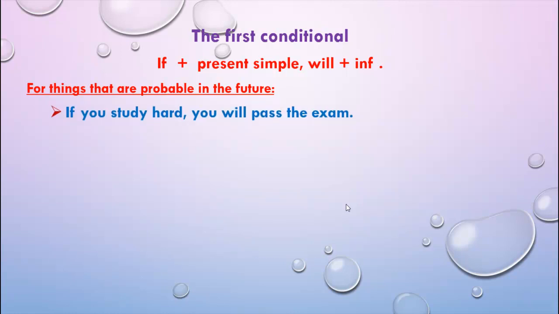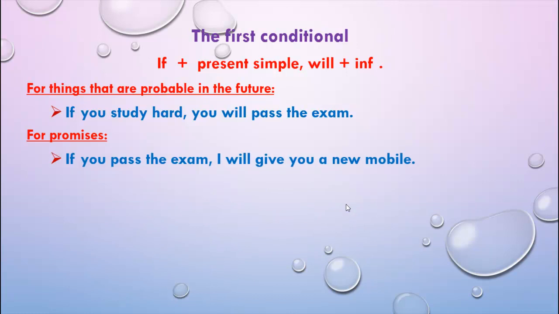If you study hard, you will pass the exams. This is something probable to happen in the future, but it's not a fact. We can use it also for promises. When you want to promise someone, you need to use the first conditional. Look at this example. If you pass the exam, I will give you a new mobile. If you pass the exam, my promise is, I will give you a new mobile.